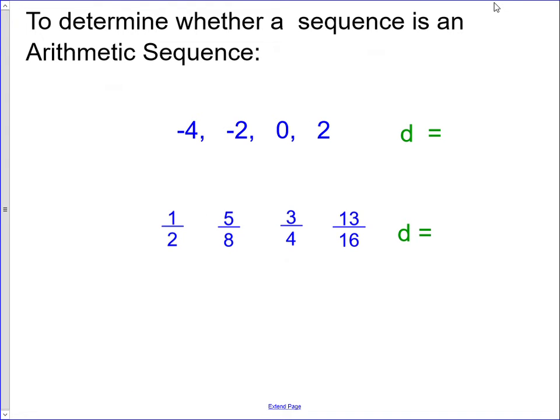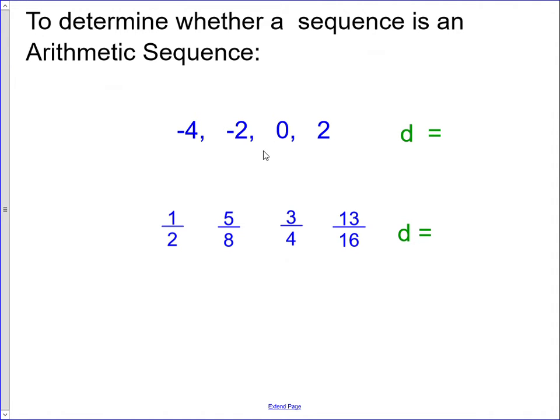When we're going to determine whether a sequence is an arithmetic sequence or not, what are we going to look for? We're going to look for a common difference. If they're adding the same thing over and over again, then it is an arithmetic sequence. So let's look at the sequence -4, -2, 0, and 2.